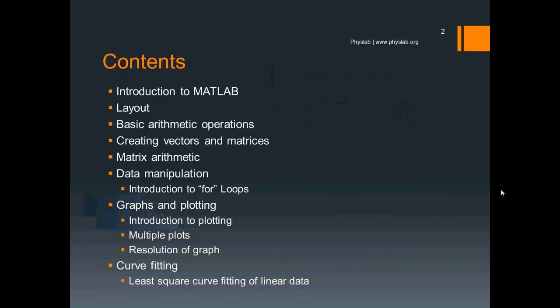So these are the contents, like I said: a basic introduction and background of MATLAB, who created it and why he created it. It's a small interesting story. Then I'm going to go through the basics of the layout and we're going to talk about the basic arithmetic operations. Like in every calculator, you have arithmetic operations. We're going to also discuss the basic arithmetic operations and what are the rules behind performing those operations on various equations.